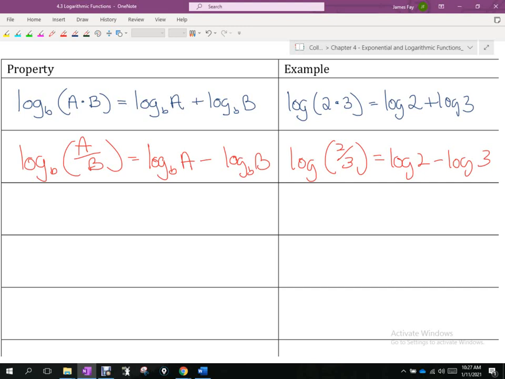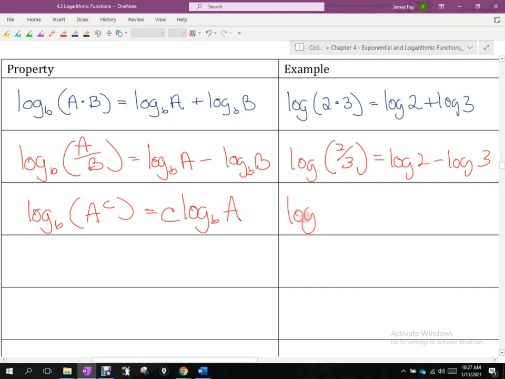And the final one is that the log base b of a raised to the c power, you can take that c out front and rewrite it that way. It allows you to get rid of the exponent there in the argument. So the idea there is if I have log of like 3 to the 5th, that's the same thing as 5 log 3.